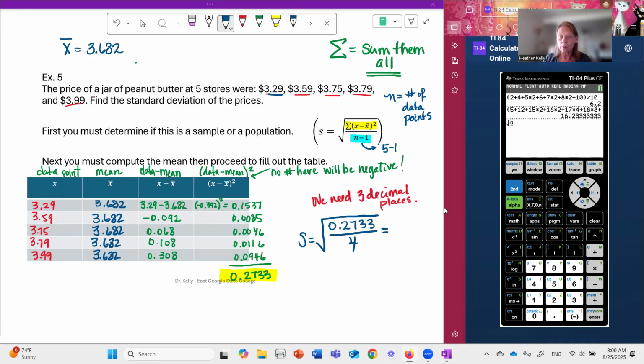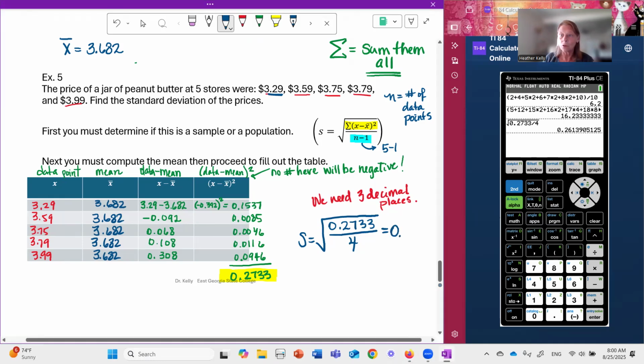And we're going to go 0.2733 divided by 4. Notice all of that is underneath our square root, which is what we want. Then I'm going to use the arrow key to get out of whatever function we're in, and then we can hit enter. And so we get 0.261.